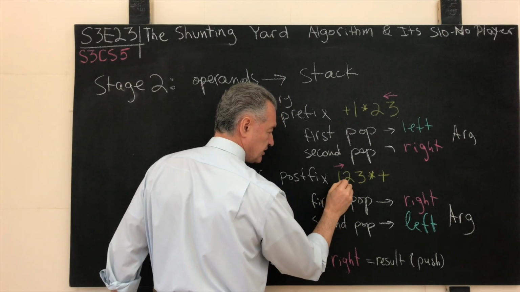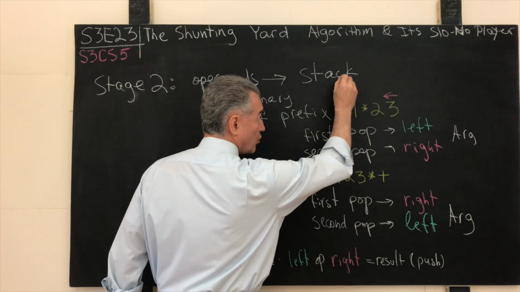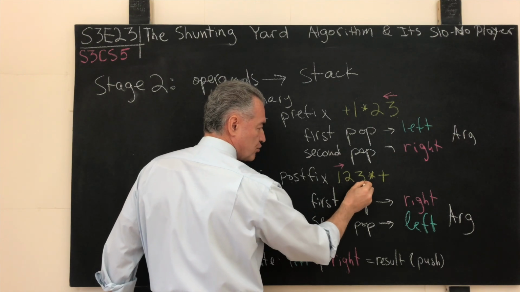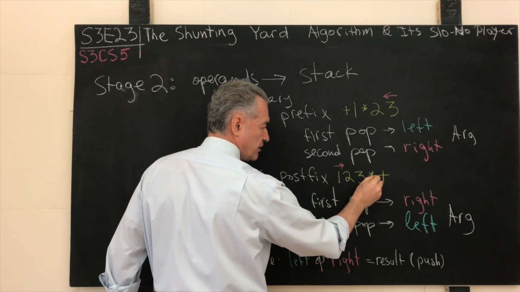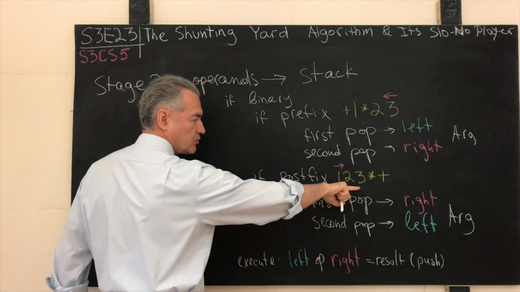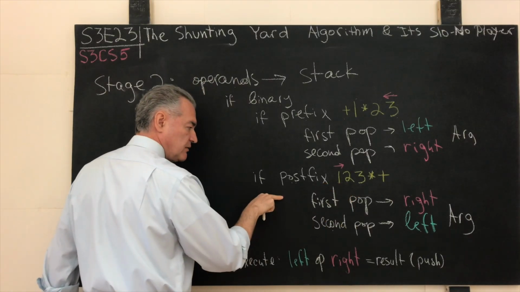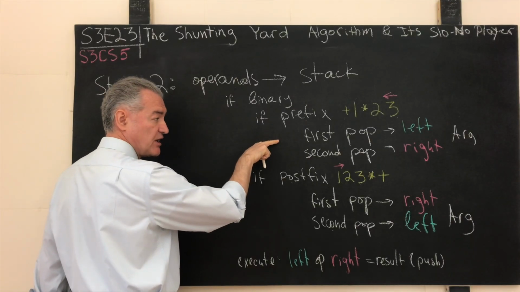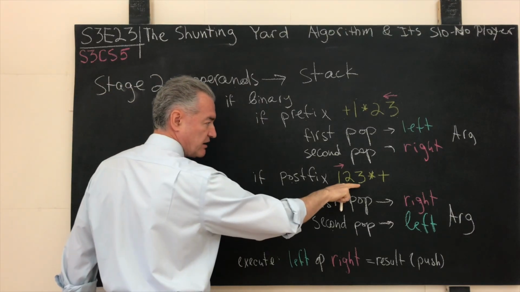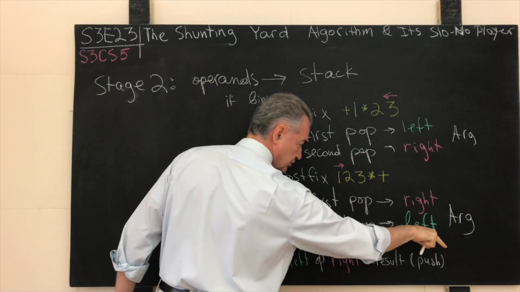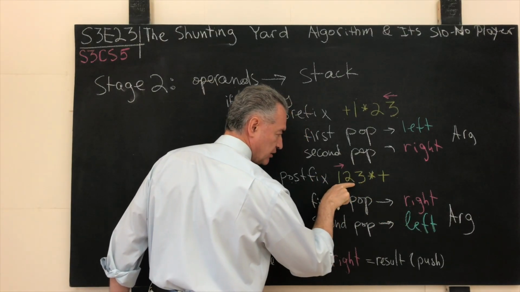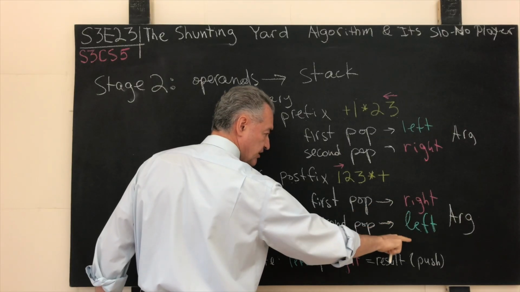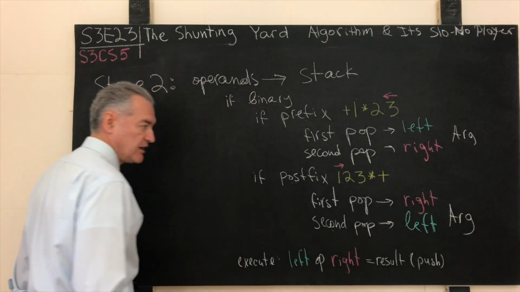So let's say here we have numbers go onto the stack. Push 1, push 2, push 3, an operator. So at this point, what does our stack look like? 1, below 2, below 3. So 3 sits on top. Once we pop 3, 3 goes where? 3 goes to the right, and then the next pop, 2 goes to the left. So the first pop produces the right argument, the second pop produces the left argument.